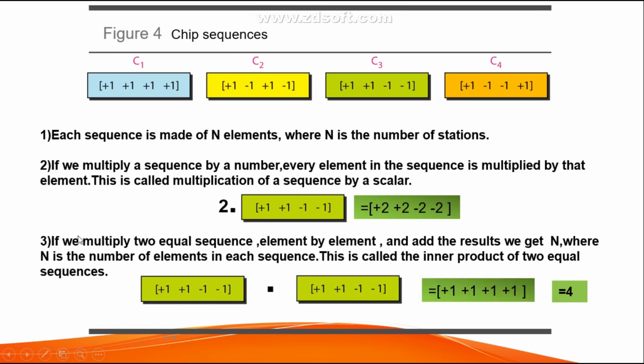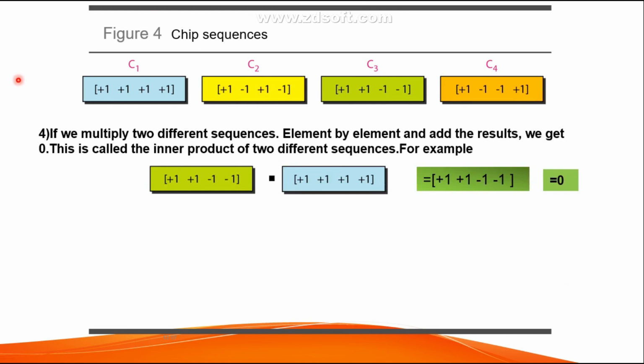Now, third property: if we multiply two equal sequences element by element and add the results, we get n, where n is the number of elements in each sequence, that is, the number of stations. This is called the inner product of two equal sequences. You can see it over here. These are two equal sequences, 1 and 2. We do the multiplication element by element: plus 1 into plus 1 is plus 1, plus 1 into plus 1 is plus 1, minus 1 into minus 1 is plus 1, and minus 1 into minus 1 is plus 1. Adding the results, we get 4. 4 is nothing but the number of elements in each sequence, which represents the number of stations.